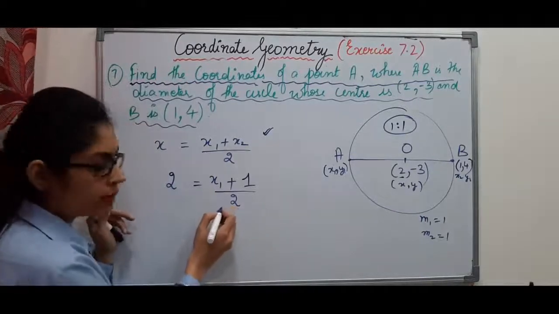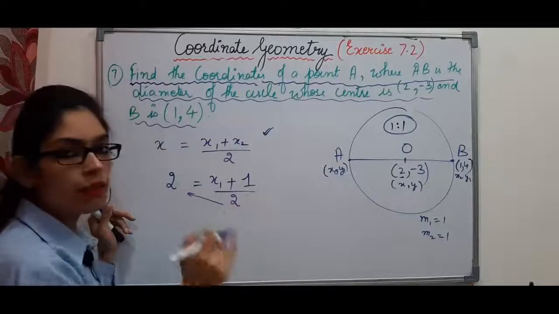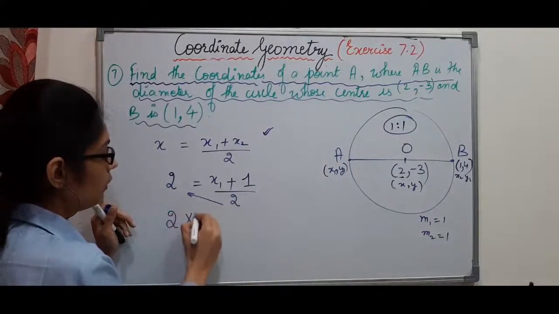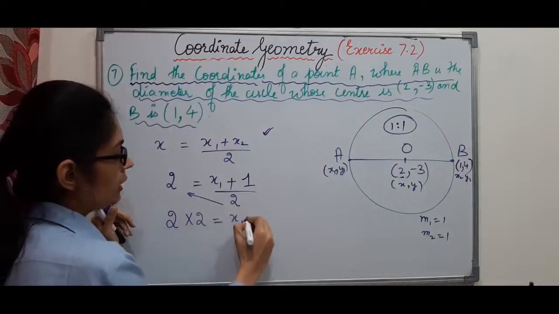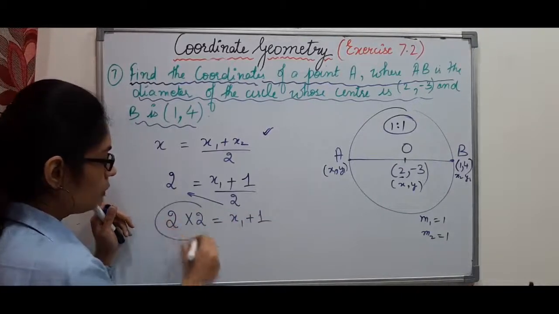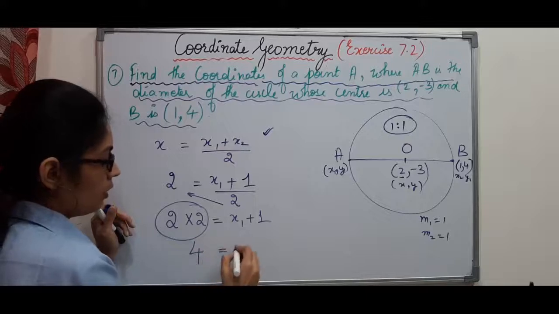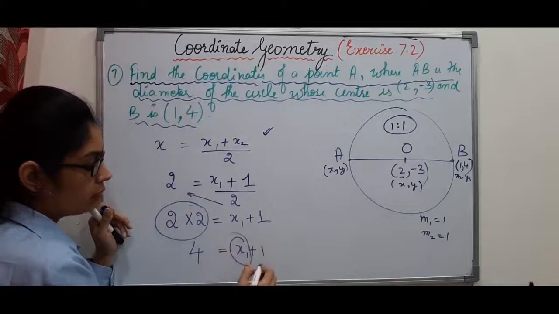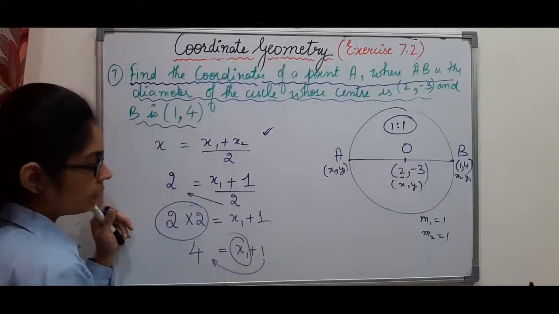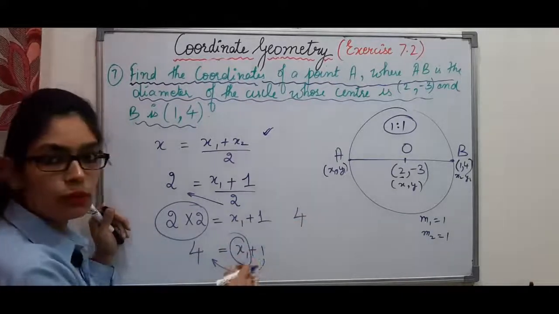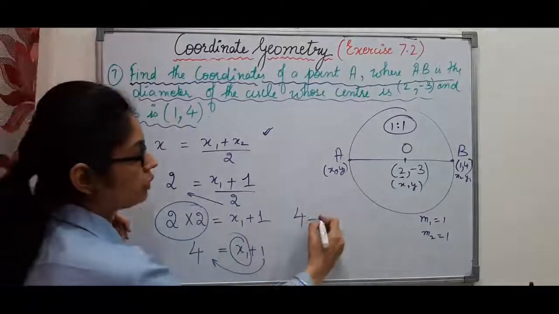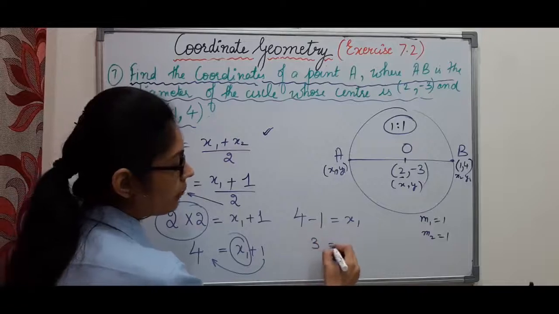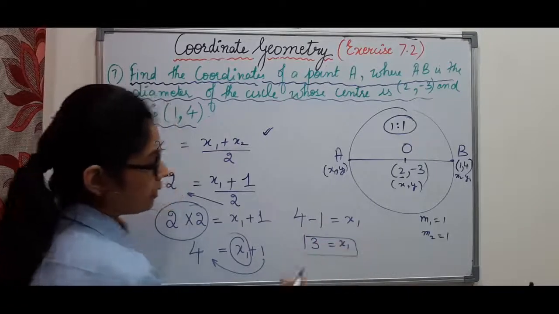So this 2 will shift to the other side. This is getting divided on this side. On changing the side it will get multiplied. So 2 into 2 is equal to x1 plus 1. 2 into 2 is 4, equal to x1 plus 1. Because we need the value of x1, we'll shift this 1 to the other side. So 4 plus 1 will be changed to -1 on changing the side, equal to x1. So 4 minus 1 is 3. So the value of x1 is 3. Here we can write it.